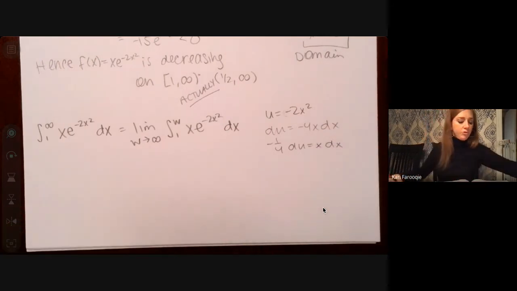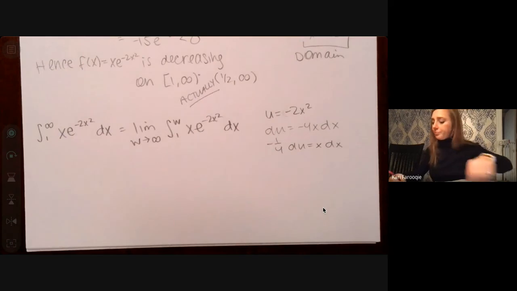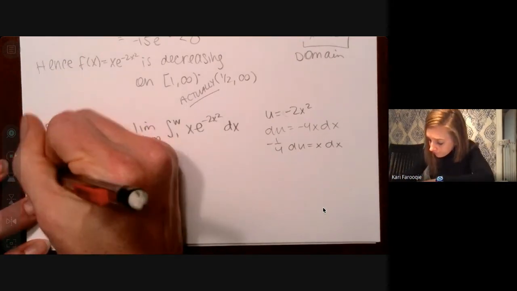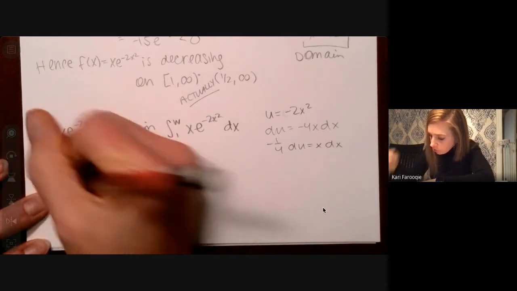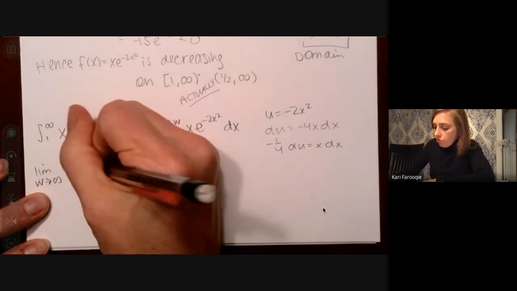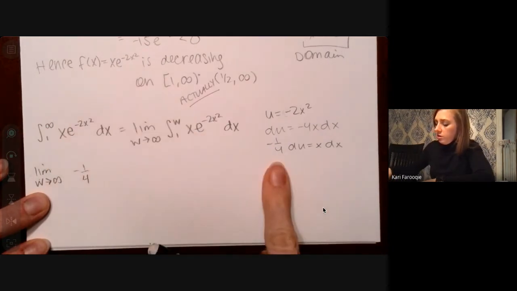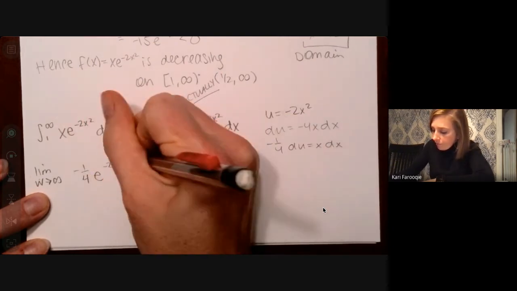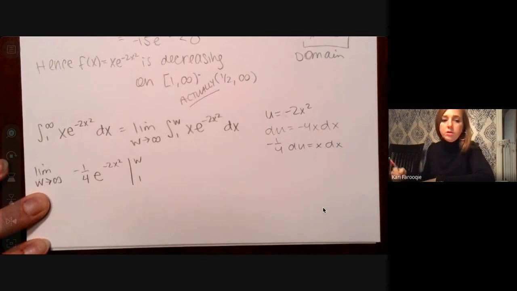Okay, so we'll do that. And then we'll rewrite this limit as w approaches infinity. And we have an e to the u du situation. So I'll write this as negative 1/4 e to the u. And we'll take that from 1 to w.